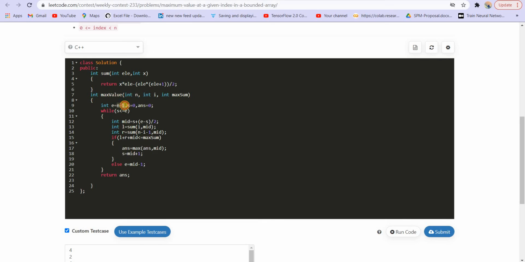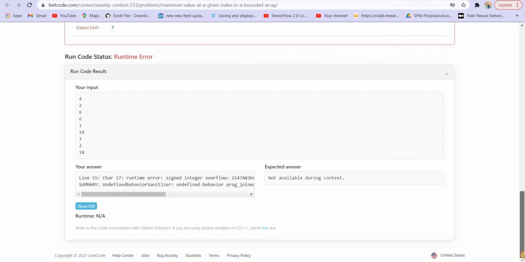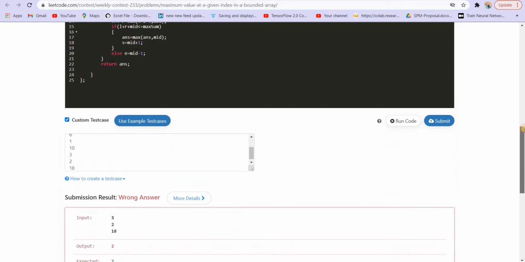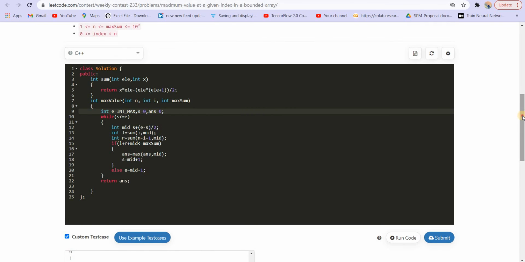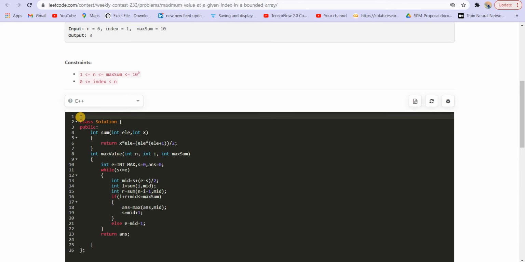I can keep something greater than n as well. So why don't we just keep it as int max? If I do that, I will be able to get the correct answer for this test case as well. But there's something that we need to handle when we use int max. That is integer limits. Integer limits should be handled. So for that, I'm using long. Let us do hash define ll as long. Now I will be using ll at all these places.